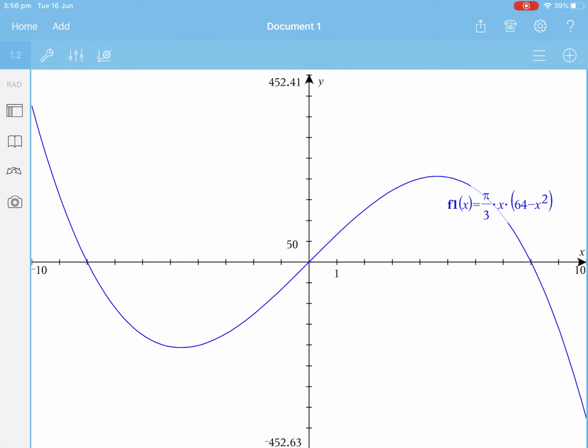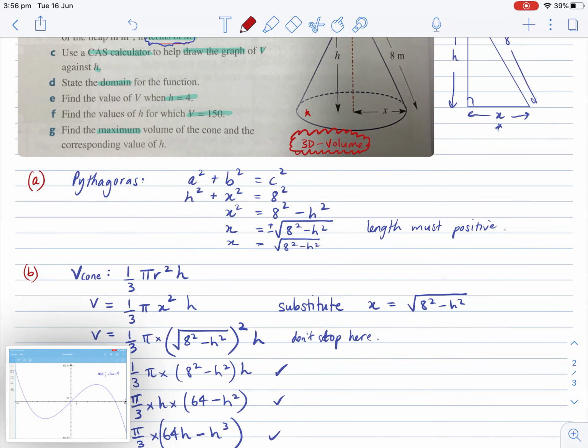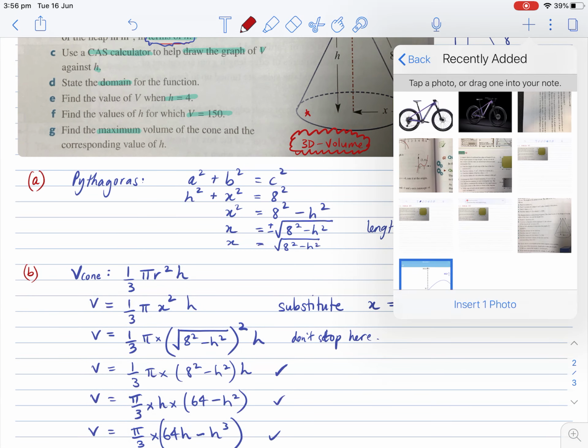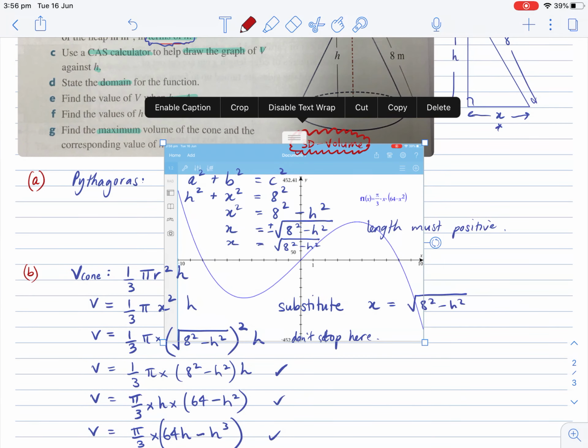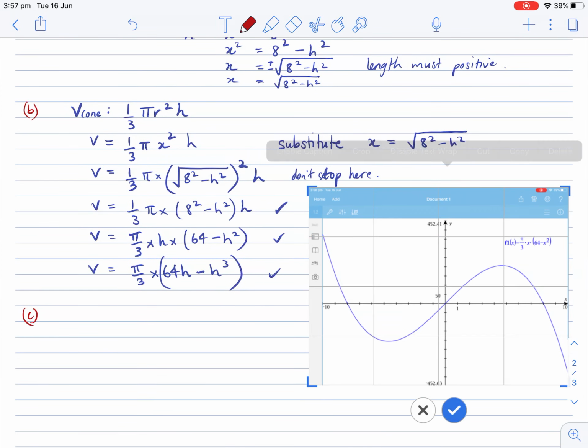That's a pretty quick one to see what's going on. And then we go from there. So what we end up with is a graph that shows me what the volume is equal to when I have the height. So I'll just take a screenshot of that, and I'll go back to my maths page here, and I'll add from my photo library. Here you go, insert one photo, and I can play around with this a little bit.